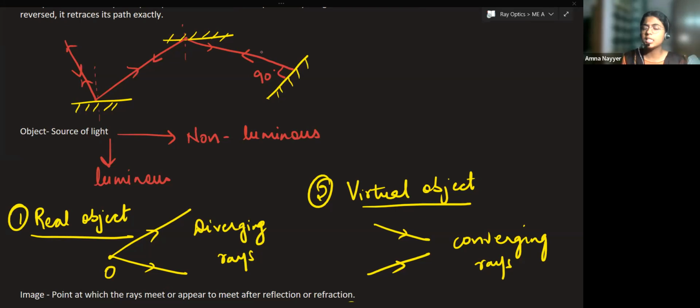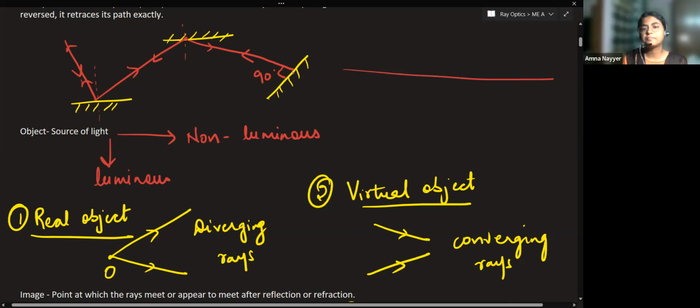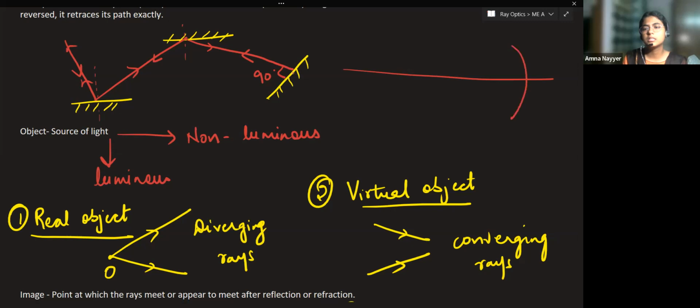When an object is not actually there, but it is acting as an object, you can see, let's say I have a concave mirror here. Some light rays have struck it, and here an image has been formed. Some image, let's say because of cross section, has been formed here.